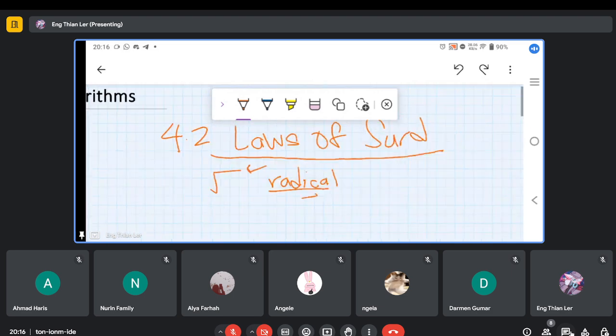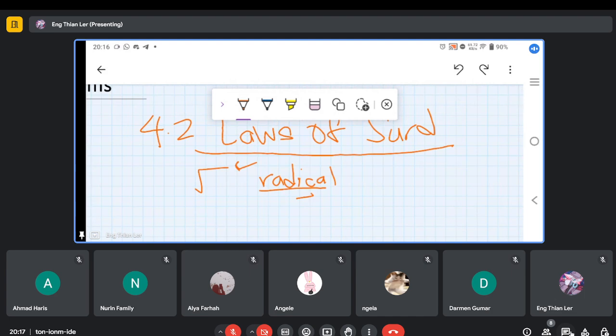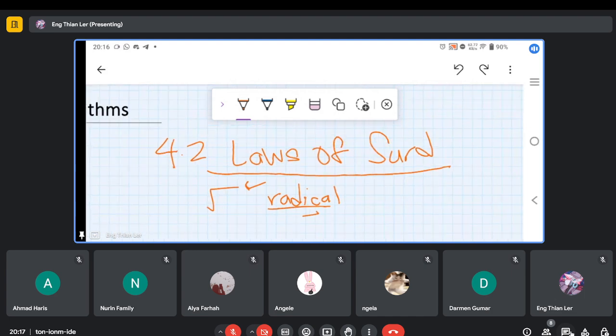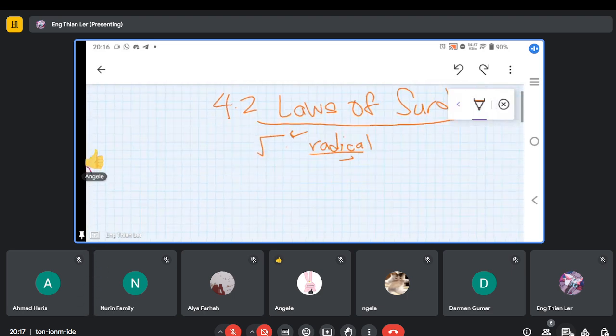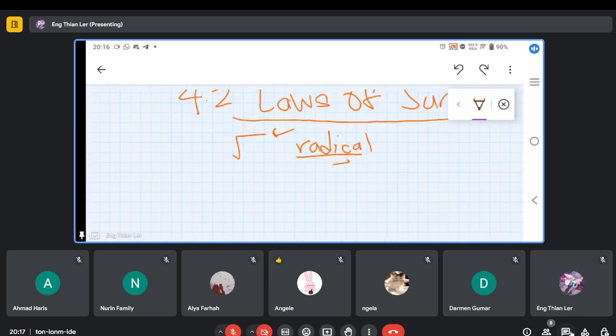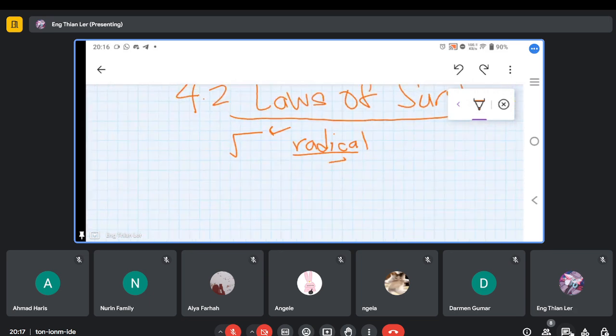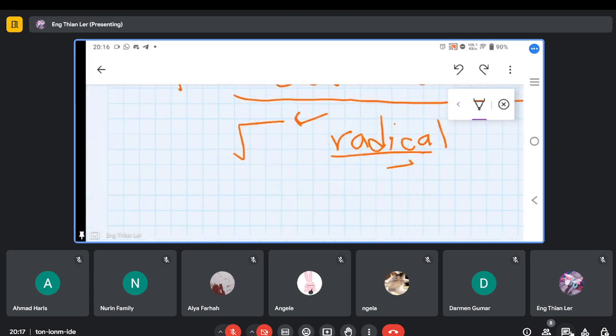Okay. So now you're going to learn what is a radical, what is a surd, and the conditions for surds, and then how to rationalize, and then how to convert recurring decimals to a fraction. So now I'm going to introduce you to the laws of surds first. Don't worry, I will go as slow as possible. So now, what is a surd?